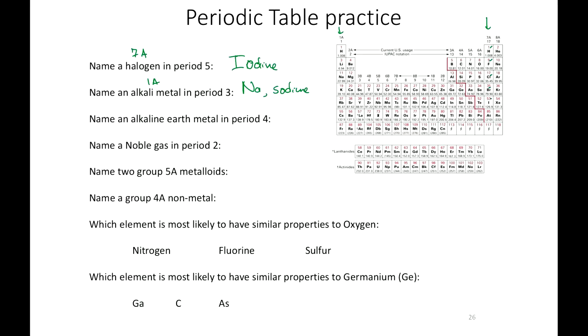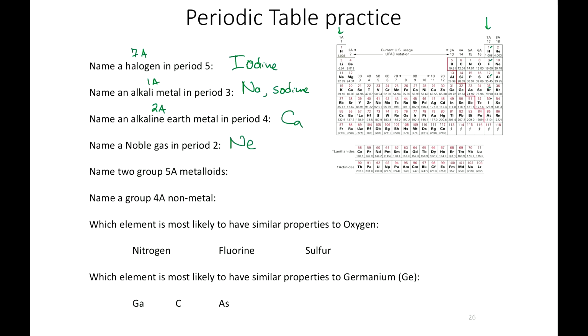Right. Alkaline earth metal in period 4. That is group what? 2A. So we're looking at group 2A, period 4. So beryllium, this starts which period? Is it period 1? Nope, that's period 2 because hydrogen starts at period 1. So it's 1, 2, 3, 4. So this is calcium. All right, and the last one, noble gas in period 2. Just yell it out. Neon, yay, okay.